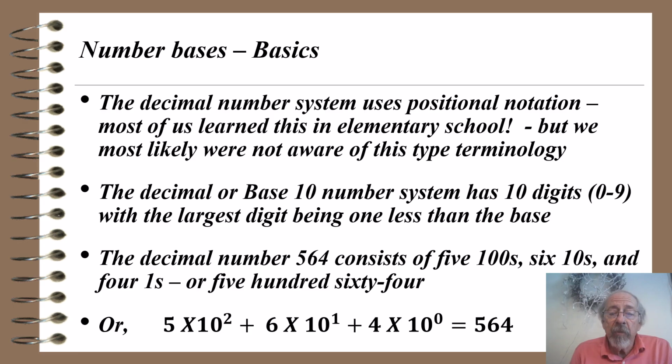The decimal, or base 10, number system has 10 digits, 0 through 9. That's a total of 10 digits, with the largest digit being one less than the base. So the decimal number, for instance, 564, consists of 5 hundreds, 6 tens, and 4 ones, or 564. Or, as I show in the last bullet here, we could represent 564 as 5 times 10 to the second power, plus 6 times 10 to the first power, plus 4 times 10 to the 0 power, which equals 564.